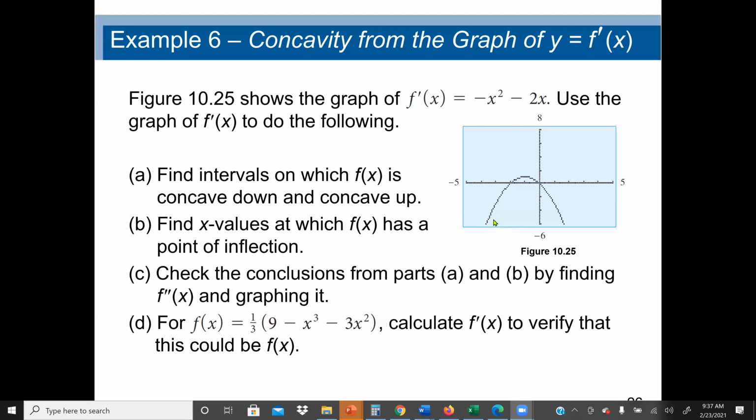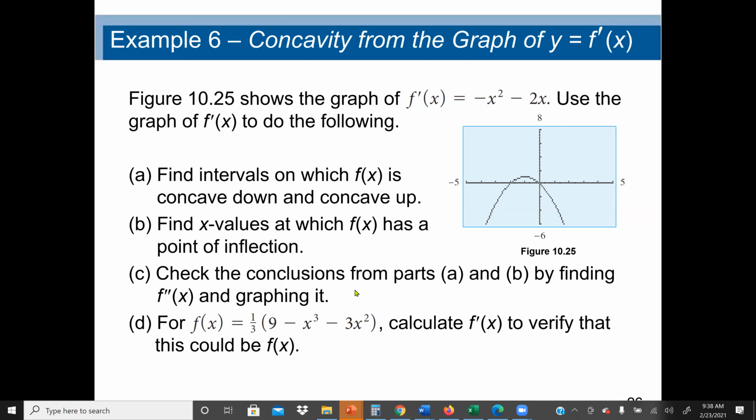To my left is increasing, to my right is decreasing. So the question said we should find the interval on which f at s is concave down or concave up. So we need to find the second derivative. We have the first already. Then we should find the s value at which f at s has a point of inflection. We're still going to use the second derivative. Then check the conclusion from parts A and B by finding the second derivative and graphing it.